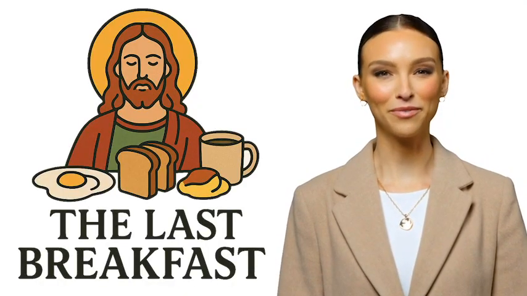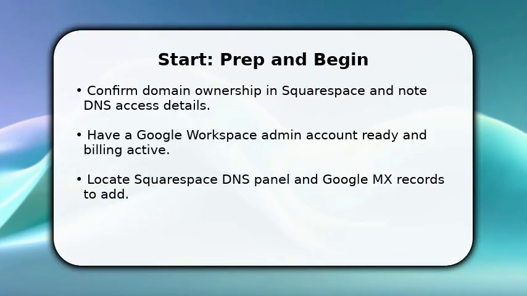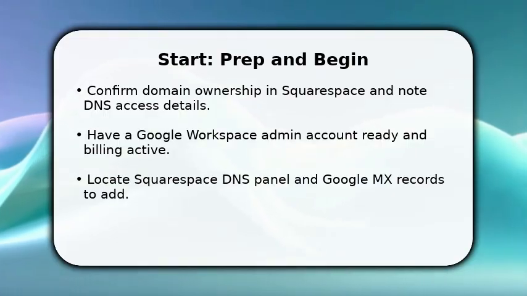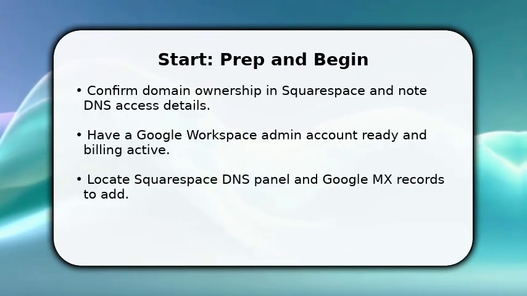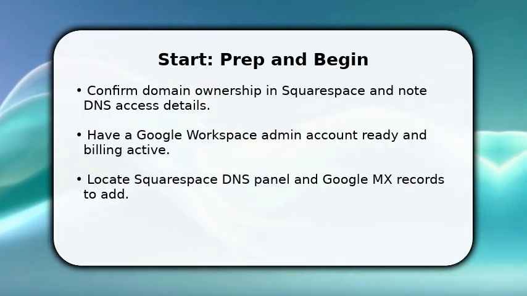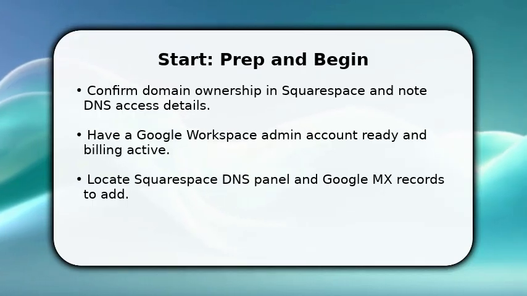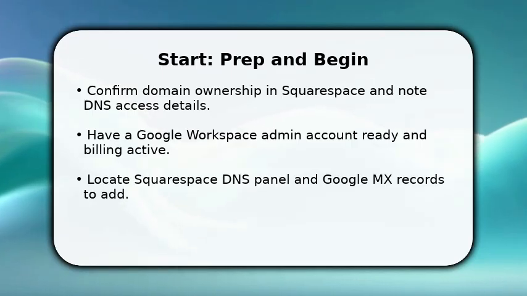Please enjoy the video. You start by confirming your domain is hosted in Squarespace and that you can edit DNS records. This is essential because email routing depends on those entries. Once done, sign into Google Workspace as the admin and verify billing is active so accounts can be provisioned.